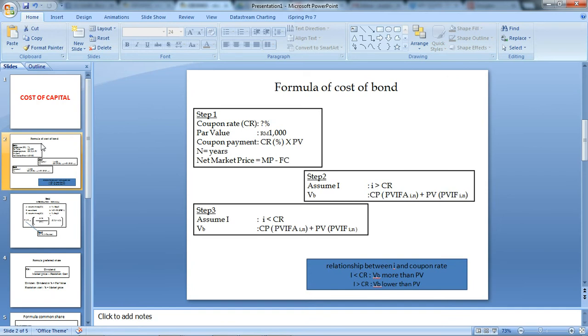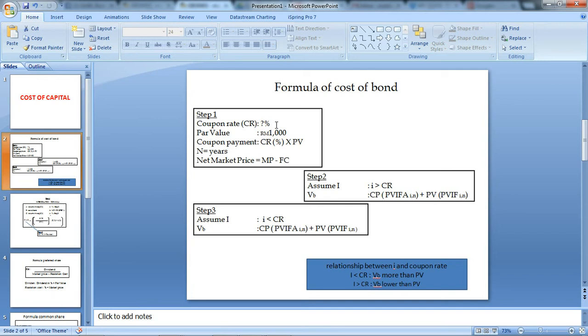So you have around 5 steps. Step number 1, you need to extract the information. It's very important. Your information here is, first, you need to know what your coupon rate is, which is considered as the interest rate of the bond. Next is your par value, 1000.